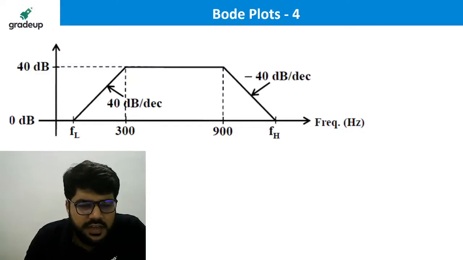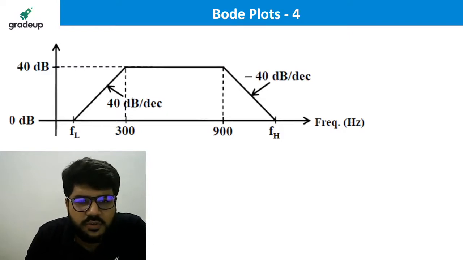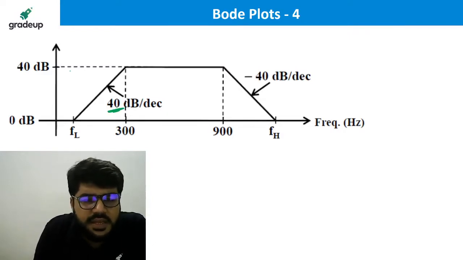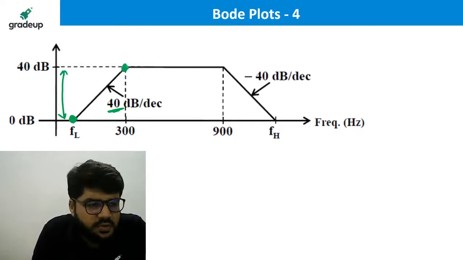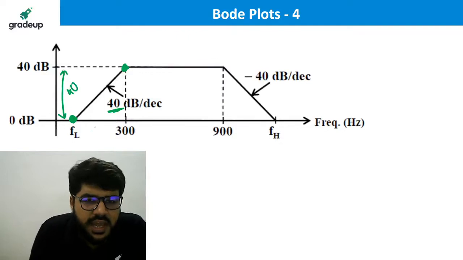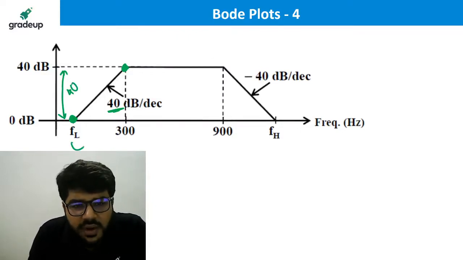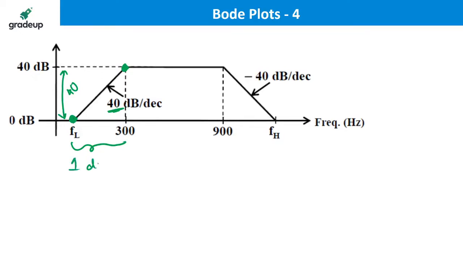This can be solved very easily by the concept of slope. See, the slope is 40 decibel per decade. And how much is this magnitude change? When you go from point A to point B, these are the 2 points I've highlighted, the magnitude change is 40 only. And magnitude change 40 should occur for 1 decade. 40 decibel per decade, so this should be 1 decade.